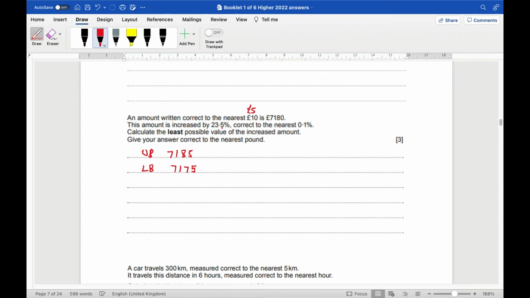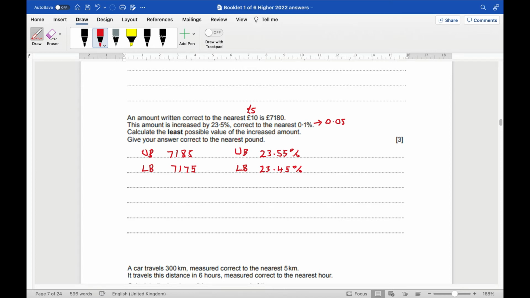This amount is increased by 23.5% correct to the nearest 0.1. Half of 0.1, 0.05. Added on, 23.55%. Take it away, 23.45%. Again, label them as upper and lower bounds. Okay. Plenty of marks for just doing that. I haven't even read the question, just picked out the numbers, given the upper and lower bounds of them all.